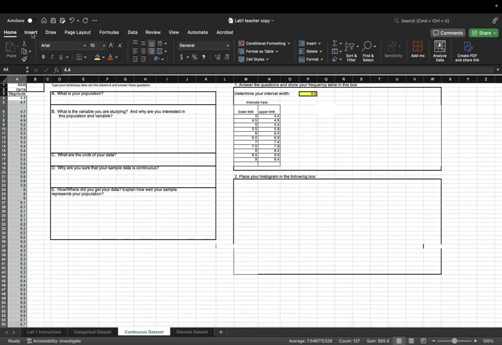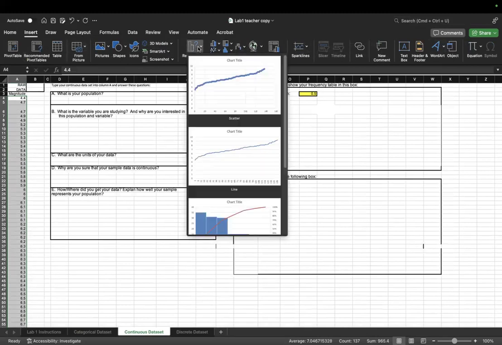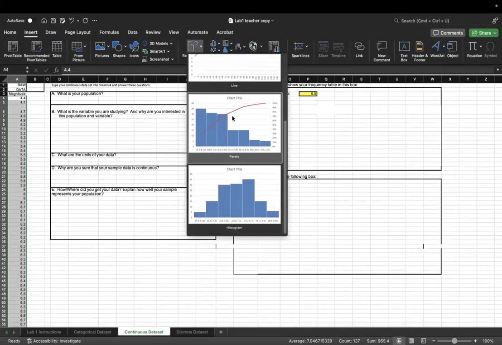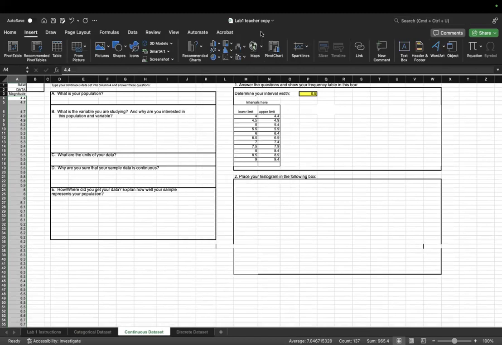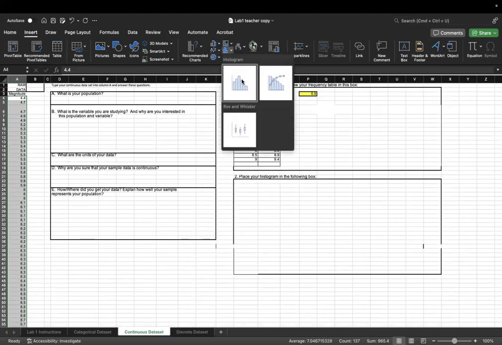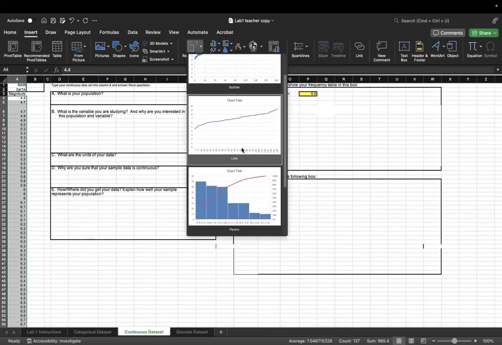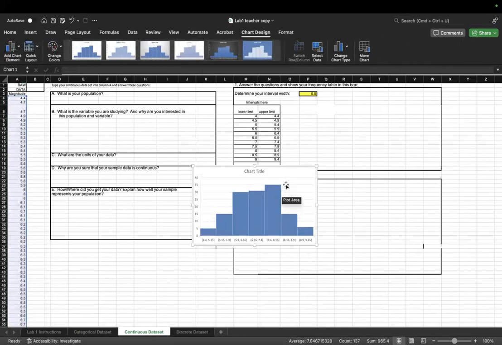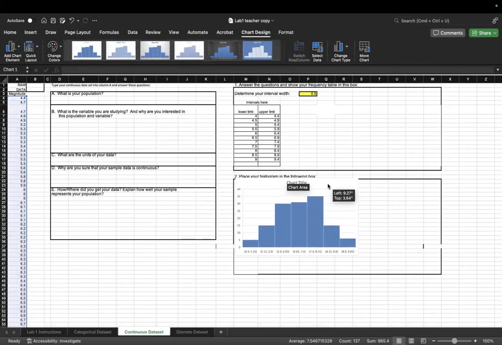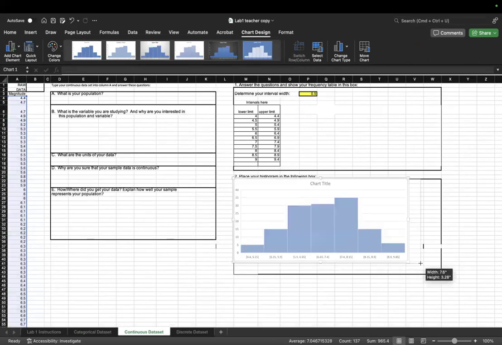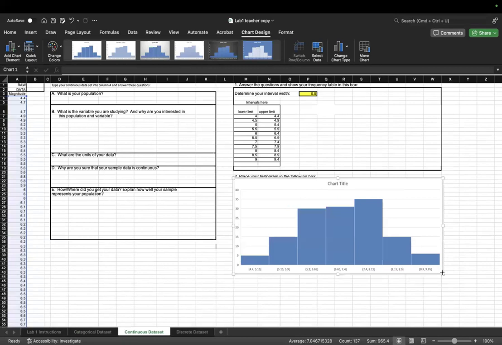And once again, go to insert. The recommended chart will probably give you a histogram. Here's mine. If it doesn't, you can click on the little histogram here and choose it. The recommended, though, usually will give it to you. This is lovely. I'm going to make it bigger so you can see what's going on in a second. Okay. Mine already has 1, 2, 3, 4, 5, 6. Mine has 7 bins. This is not what I want.